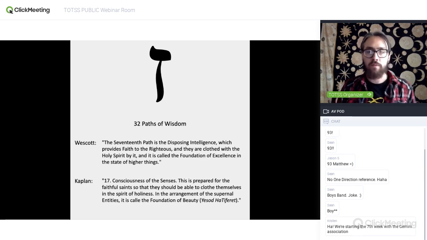And that phrase, foundation of beauty, is interesting in Hebrew, right? Foundation is Yesod, which we know is the 9th Sephirah. And then beauty, of course, is the name of the 6th Sephirah, Tifereth. So foundation of beauty is Yesod ha-Tifereth.